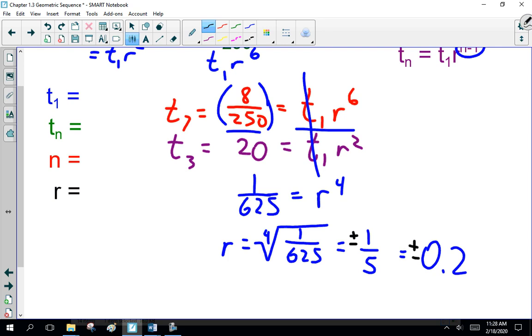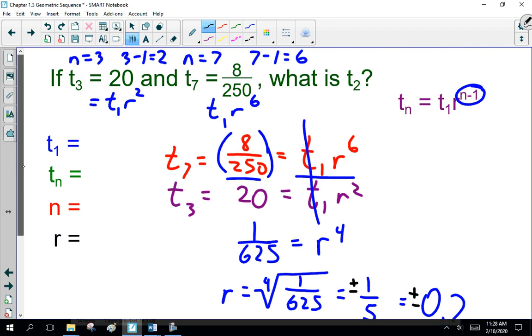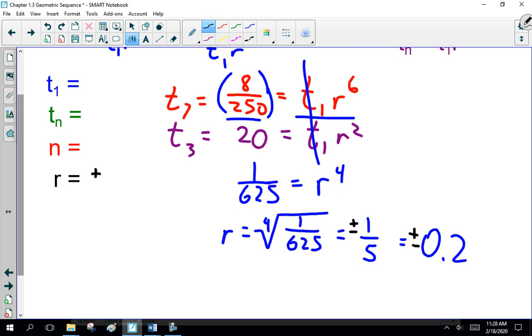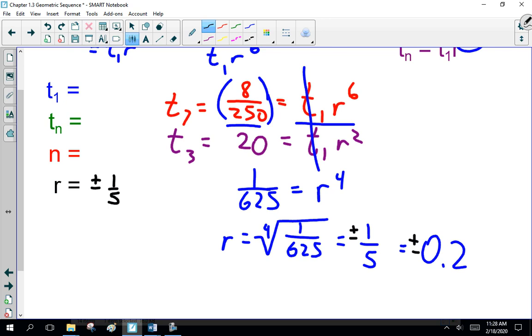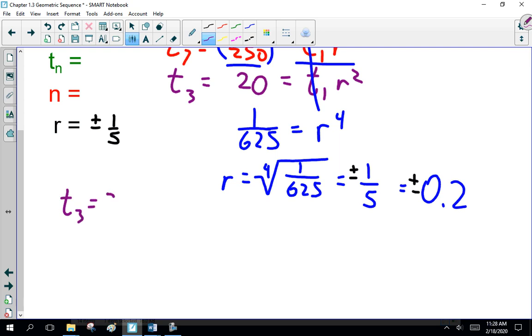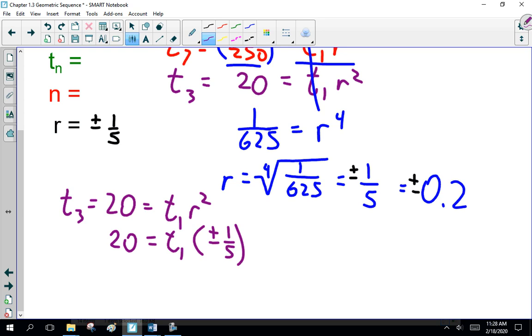So, I've solved for r. Have I answered the question? No, the second term. Okay, it'll be plus or minus 1/5. And we need the last term. Now, here, we go to one of the equations, either T7, the red, or T3, the purple. Which looks easier to solve? T3. Numbers are nicer. So T3 is 20, which is T1 r squared. Now, why is this nice? Well, we know r is plus or minus 1/5. Now, what is plus or minus 1/5 squared? 1/25. It's T1 times 1 over 25. It has to be plus because it's squared.